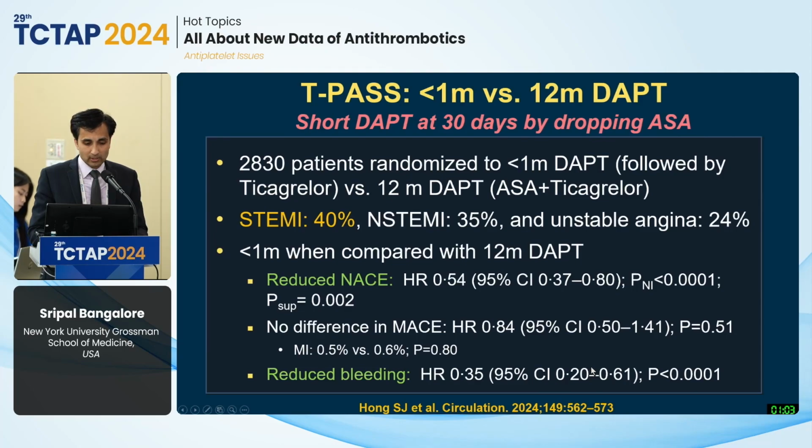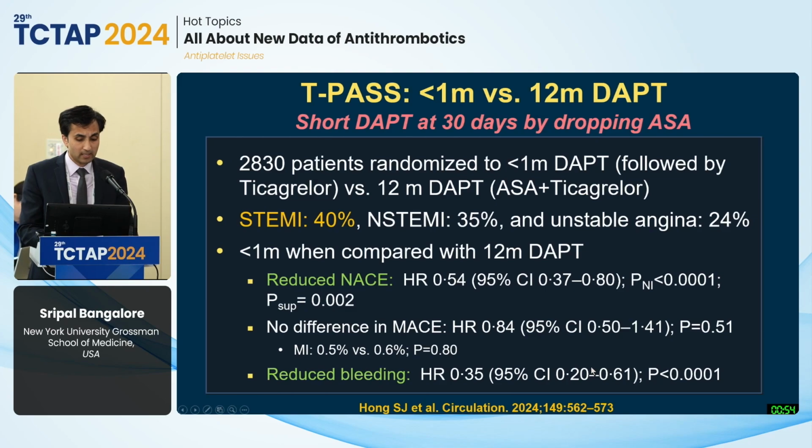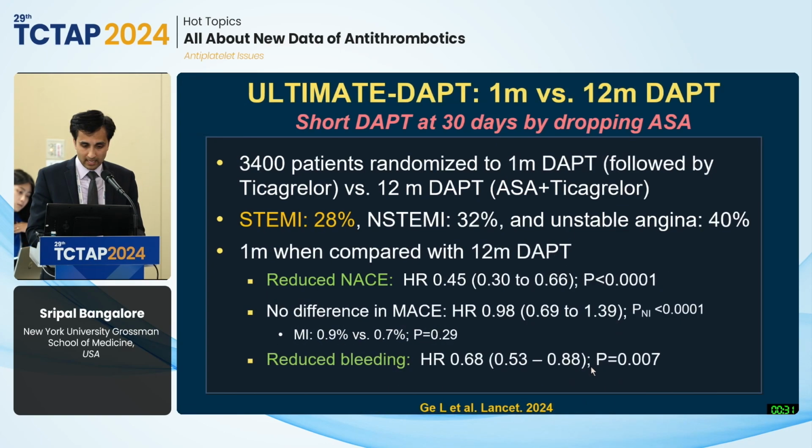I also want to mention the TPAS trial, which was testing a strategy of less than 1 month of DAPT versus 12 months of DAPT, and 40% of these patients had STEMI. Here, aspirin was dropped, but the P2Y12 used was ticagrelor, and the comparison was aspirin plus ticagrelor. And less than 1 month DAPT significantly reduced NACE, driven by reduced bleeding. There was no difference in ischemic endpoints, suggesting that if you have to drop aspirin early, you better be on a more potent P2Y12 agent.